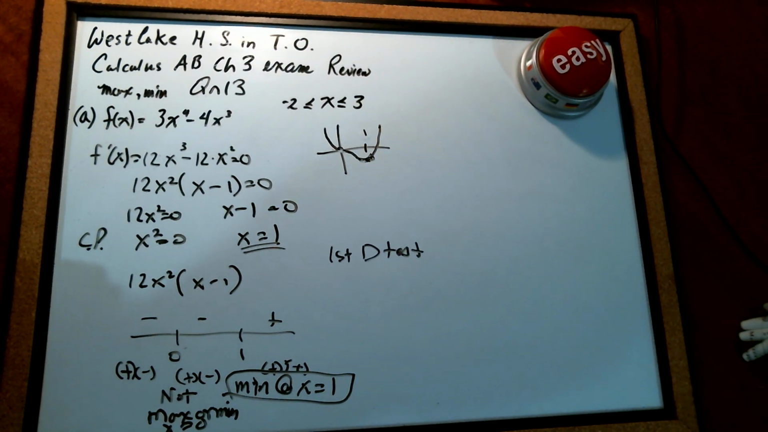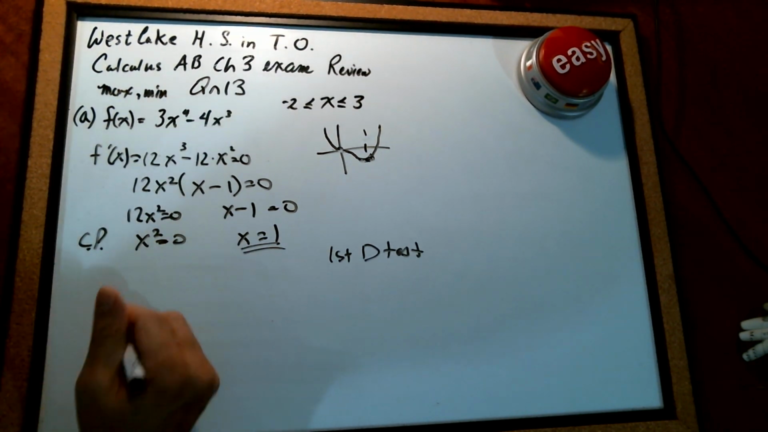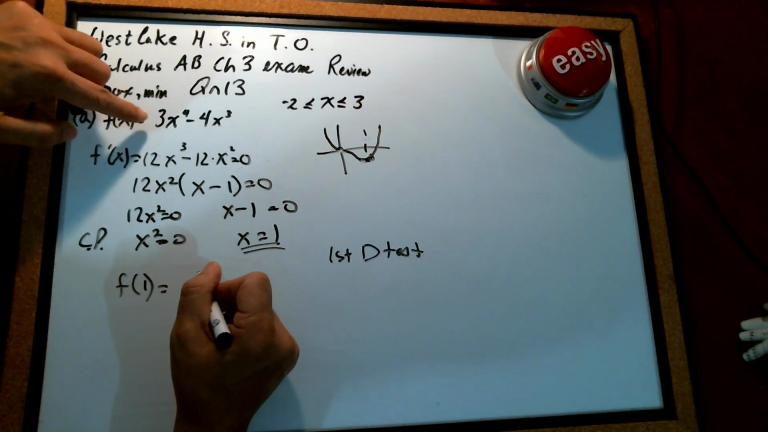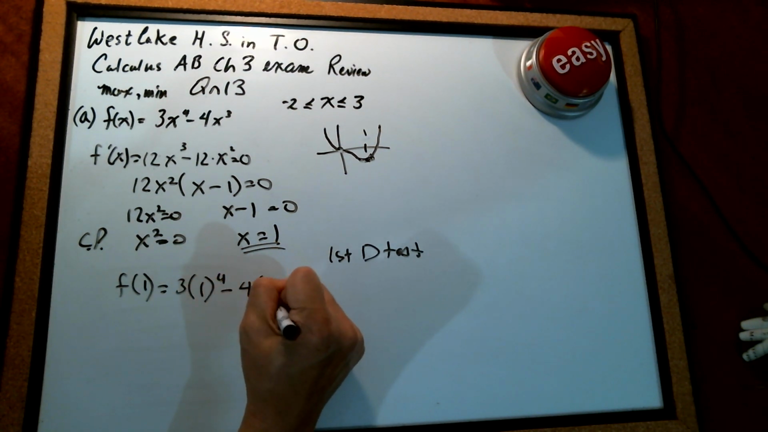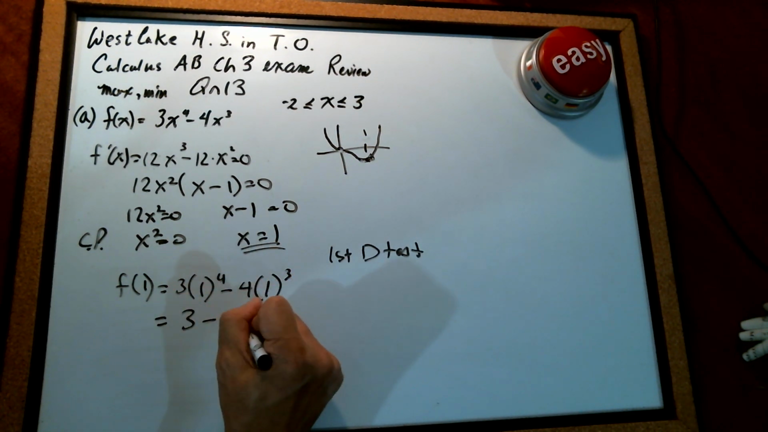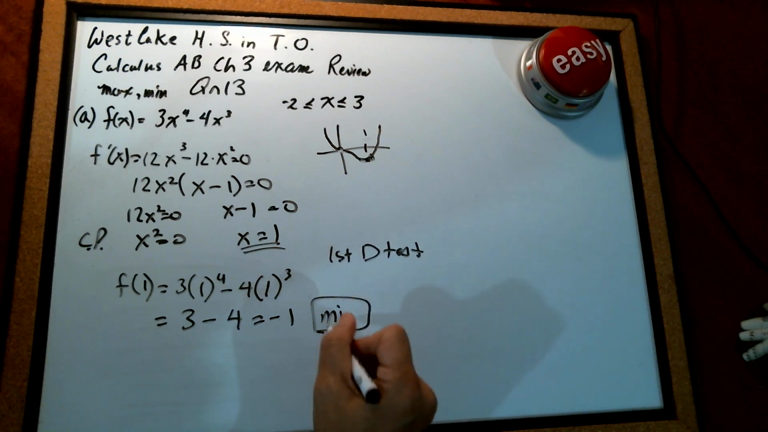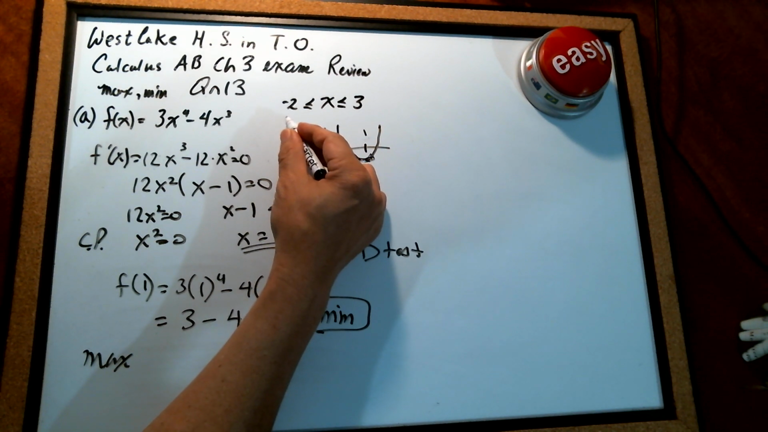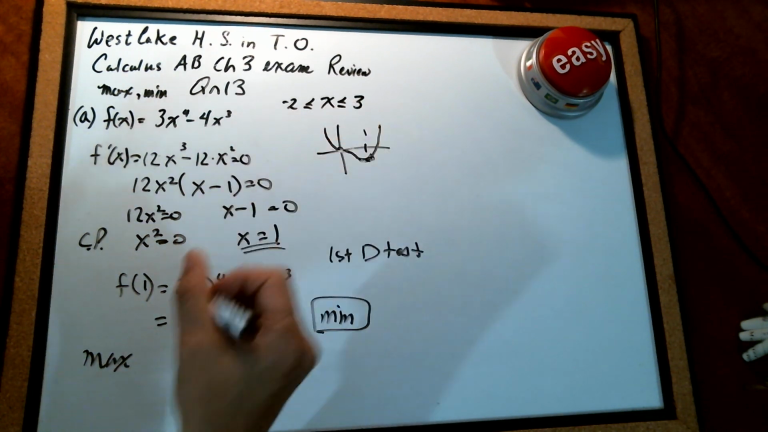Okay? And so, let's try f of 1 now. What is that equal to? Here's your function that we started with: 3 times 1 to the 4th minus 4 times 1 cubed. 1 to the 4th power is 1, times 3 is 3, minus 4 is equal to negative 1. That's going to be my minimum. So the maximum is at one of the endpoints. At negative 2, I believe it was 80, and at 3 it's 135. So this is the absolute max.